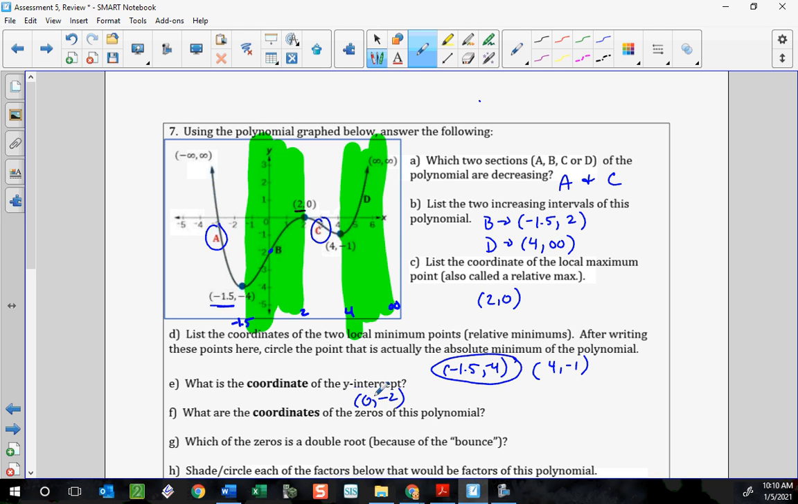All right, what are the coordinates of the zeros? So there's one right there, (-3, 0). The next one happens at (2, 0). And the last one happens at (5, 0) right there.